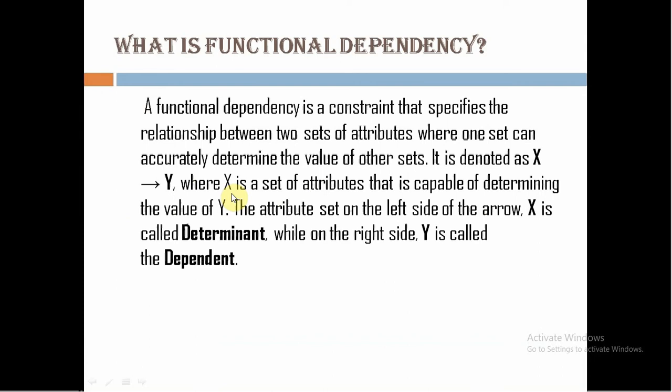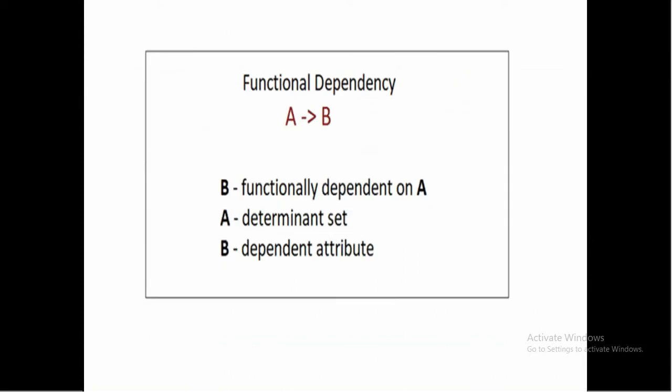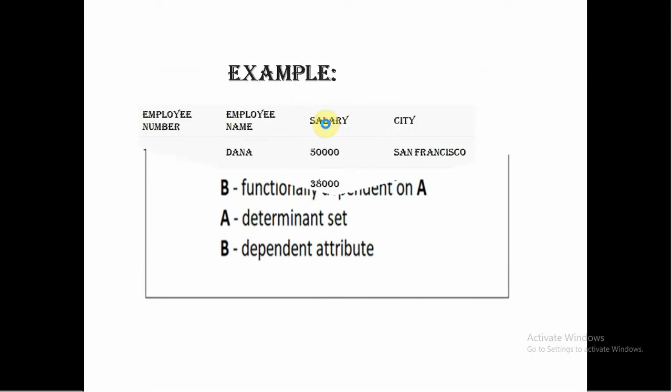X is a set of attributes that is capable of determining the value of Y. The left side of the arrow, X, is called the determinant, and Y is called the dependent. X → Y means Y is functionally dependent on X, or we can say that X determines Y. A → B means B is functionally dependent on A. A is the determinant set and B is the dependent attribute.